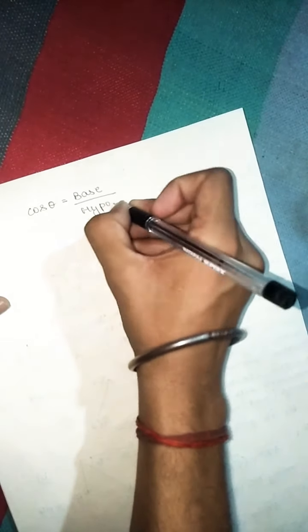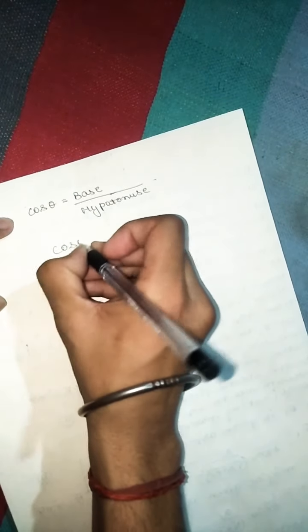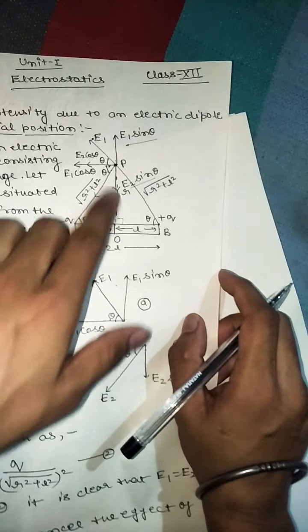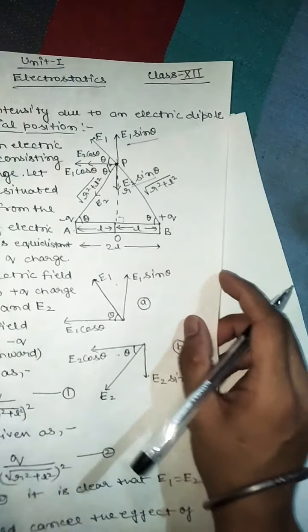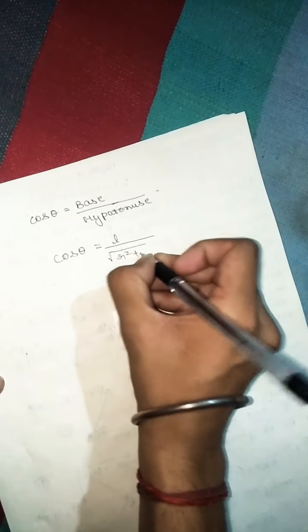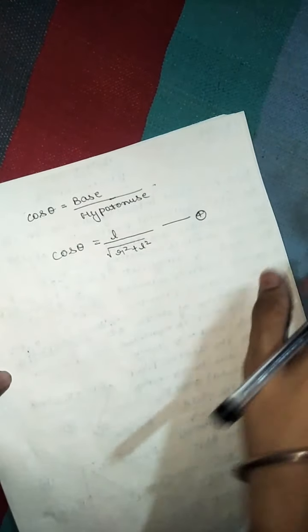Moving further, let us find out the value of cos theta first. So what is cos theta? As we know that cos theta is written like base upon hypotenuse. So how will you find out that cos theta is equal to what? Base. What is base? In any of the triangle, if you are taking triangle POA or triangle PBO, whatever you are taking, the base would be small l. Base would be small l and hypotenuse will be under root r square plus l square. This can be equation number 4.